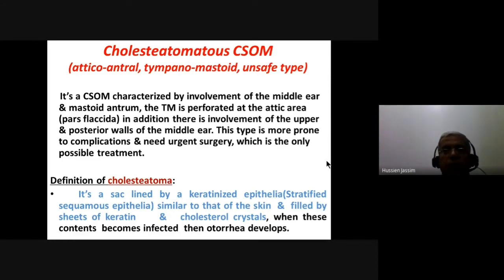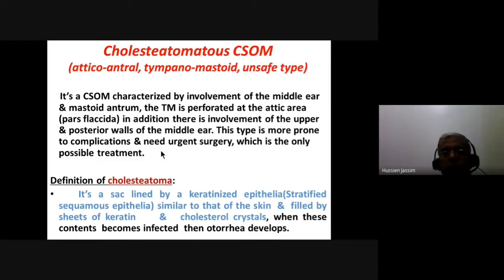Cholesteatoma type, called attico-antral or tympanomastoid, or the unsafe type. Perforation is usually found in the pars flaccida or pars tensa. Acute otitis media usually starts in the pars flaccida, in addition to involvement of the upper and posterior walls of the middle ear. This is a crowded area, the high superior part of the middle ear, and this type is more prone to complication. The risk of complication is high, therefore it is called the unsafe type.